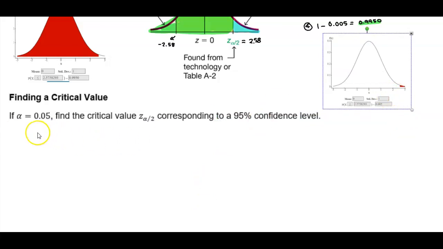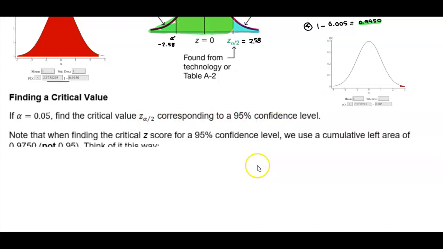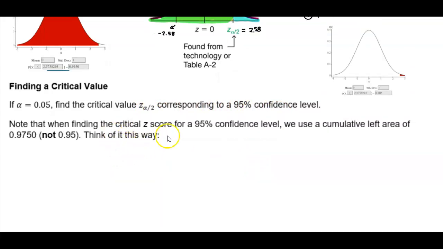Okay? So, let's use another example similarly to what we did up here. It says, if alpha is equal to 0.05, find the critical value z alpha divided by 2 corresponding to a 95% confidence level. So note that when finding the critical z-score for a 95% confidence level, we use a cumulative left area of 0.9750 and not 0.95.